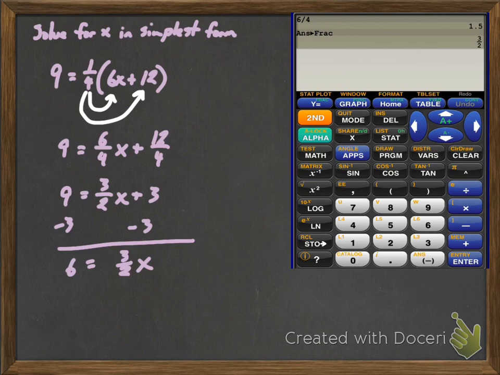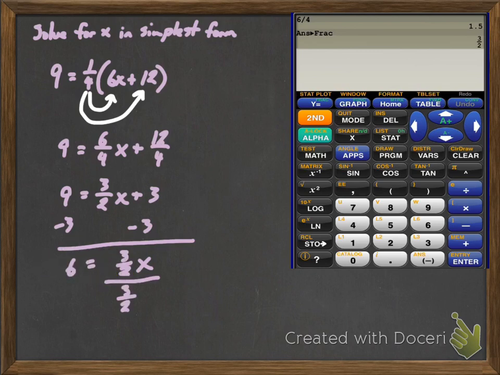So you would just hit that, and it will convert that decimal to a fraction for you. So that leaves me with 9 equals 3 over 2x plus 3. Then I'm going to subtract 3 from both sides, right? If you remember our reverse order of operations, I'm going to do subtraction, and that leaves me with 6 equals 3 over 2 times x. Now, I need to divide both sides by 3 over 2.